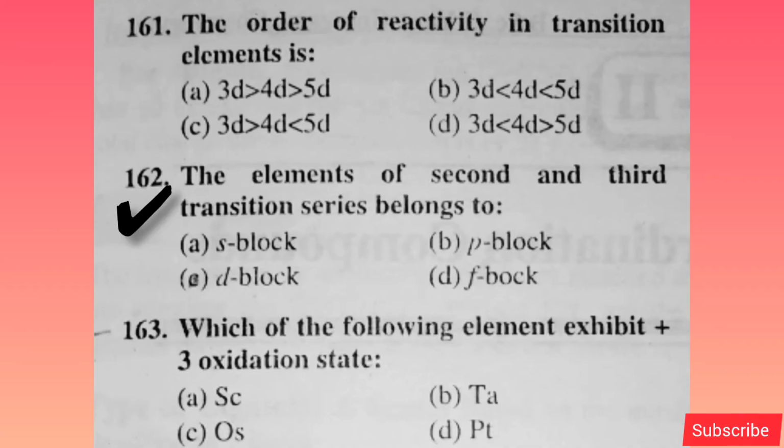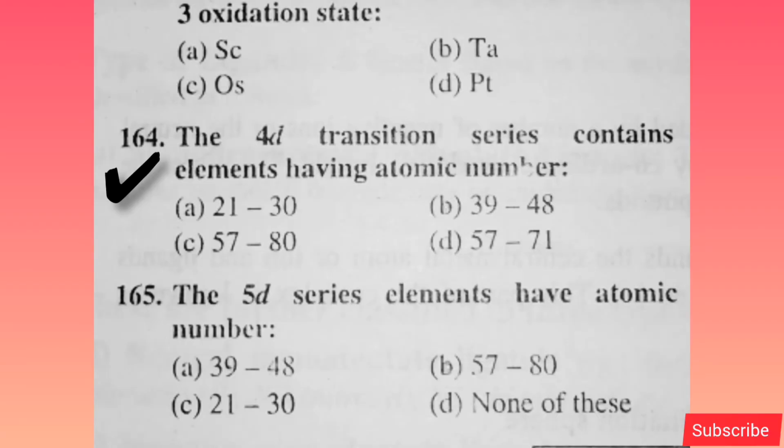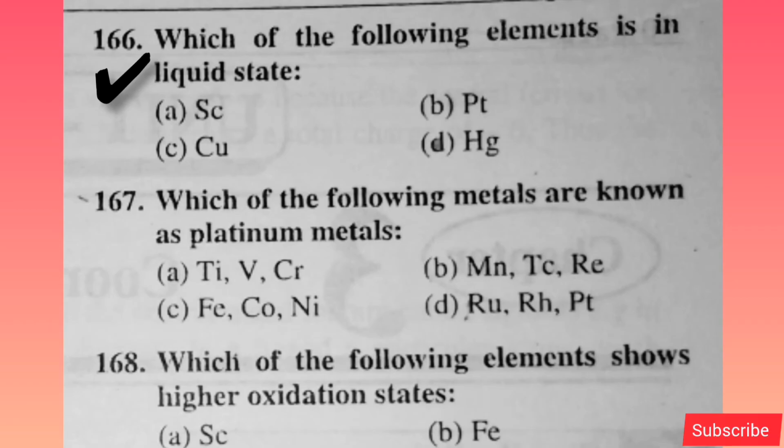The elements of second and third transition series belong to? Option C is correct. Which of the following elements exhibit +3 oxidation state? Option A is correct. The 4d transition series contains the elements having atomic number? Option B is correct. The 5d series elements have atomic number? Option B is correct.